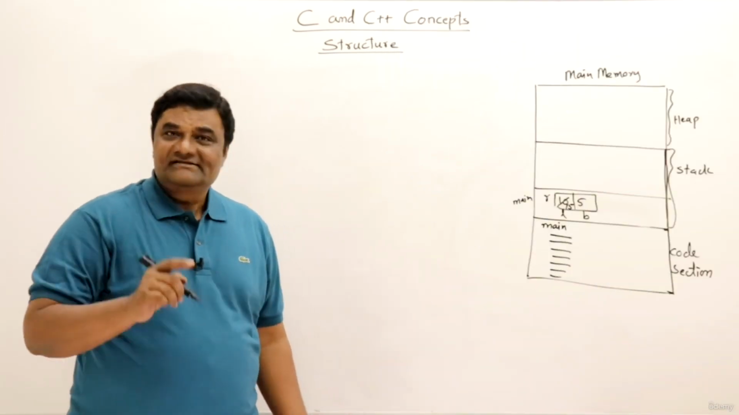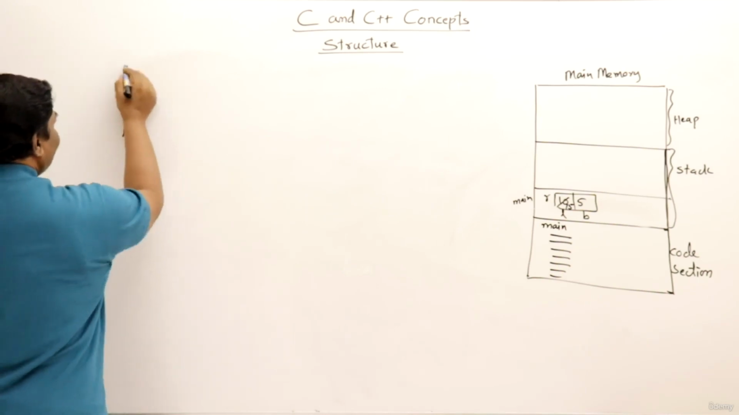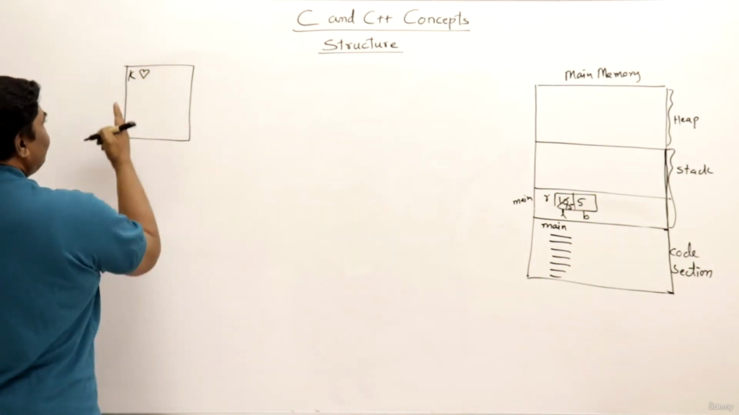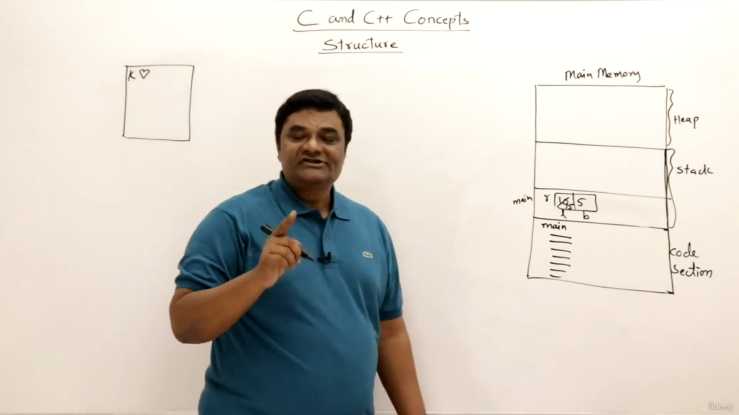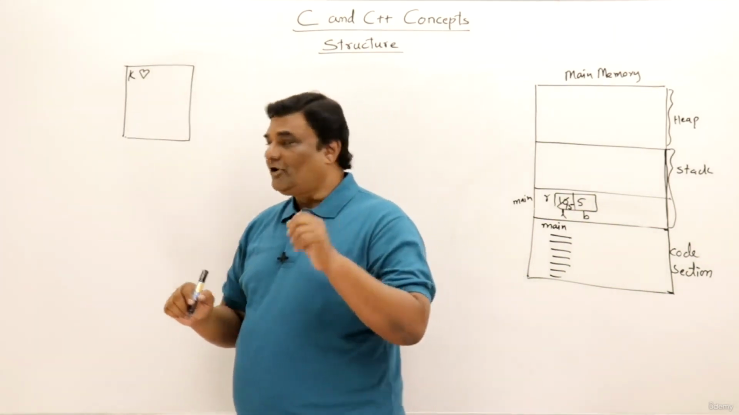So next, one more example for a structure I will take and show you. I'll take an example for playing cards. A playing card will have some properties. It will have a face value. Let us say king of hearts. So this is the face value, and this will have color, that is red color, and also shape is hearts. Any playing card can be defined in terms of three properties.